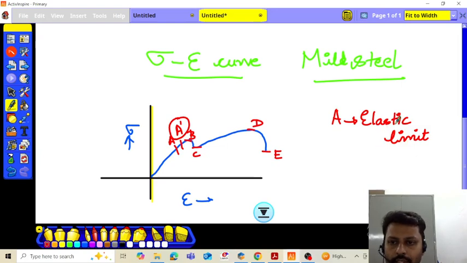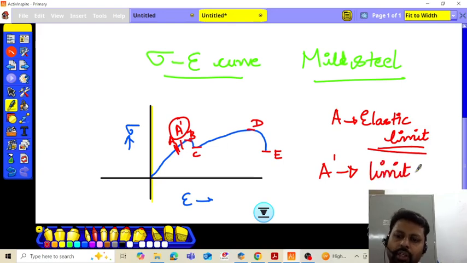So within this elastic limit, the material can come back to its original position. Think about it like a rubber band: when you pull a rubber band till a certain point, it won't break, and if you leave the rubber band, it will come back to its original position. That's the elastic limit. That is well within the elastic limit, and that is why this point is called that. And for a mild steel bar, this point, point number A, is very, very important.